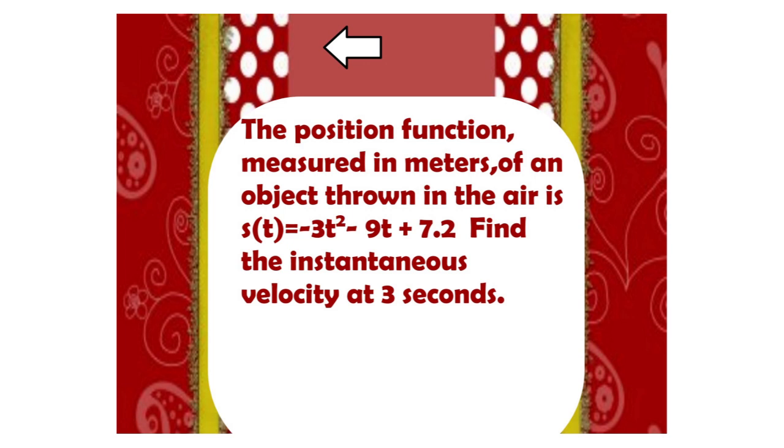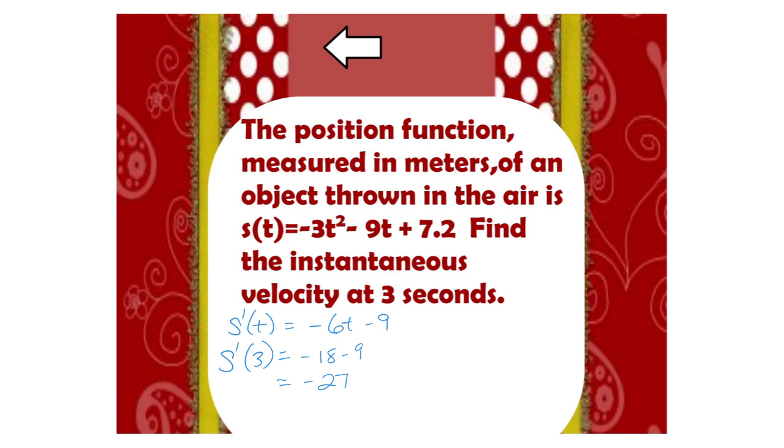Now, on this one, I've got a position function of an object thrown in the air. It says find the instantaneous velocity at 3 seconds. Okay, so the first thing I'm going to do to find the instantaneous velocity, that means find the derivative. So I'm going to have the derivative using the power rule. It's going to be negative 6t minus 9. But since this one has an exact spot that I'm checking, I'm actually going to find the derivative at 3, which means plug 3 into your derivative. So that's going to be a negative 18 minus 9, so a negative 27.